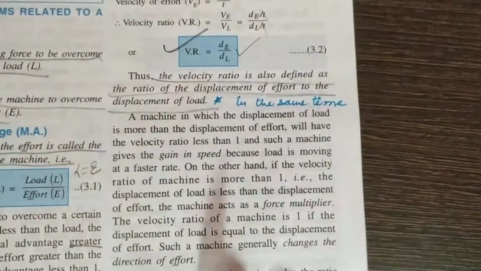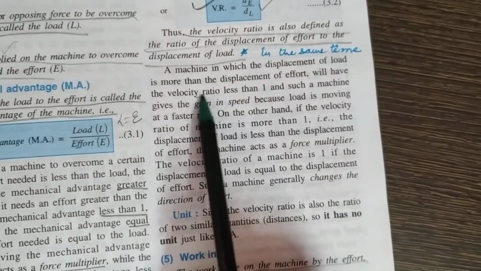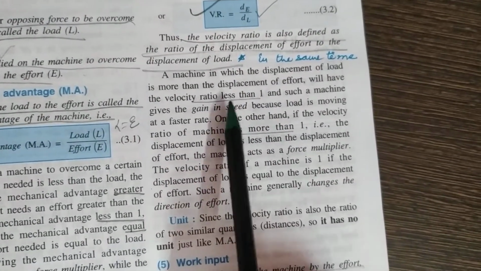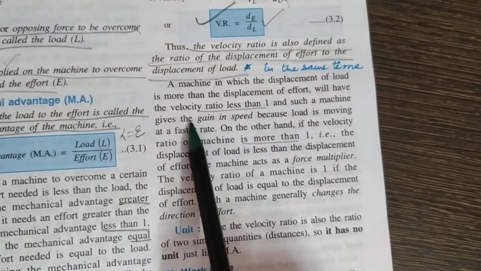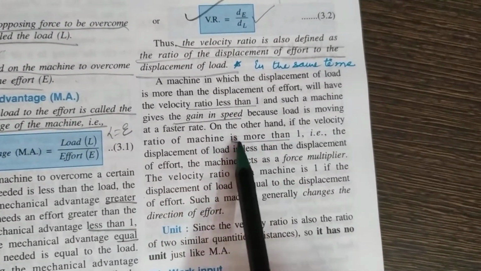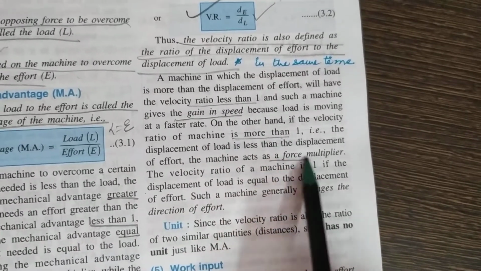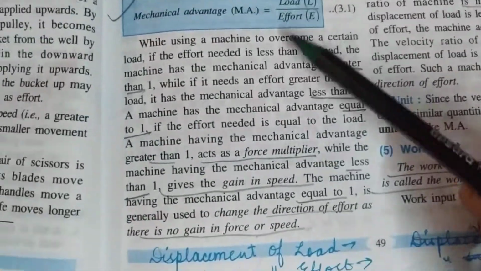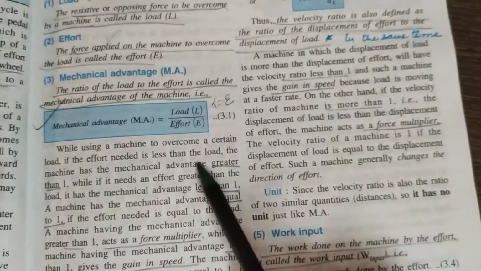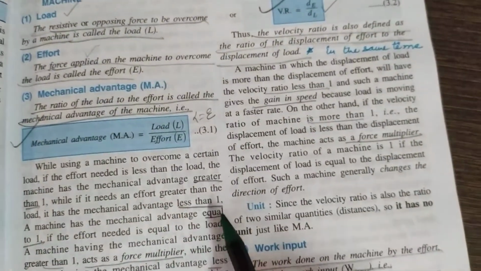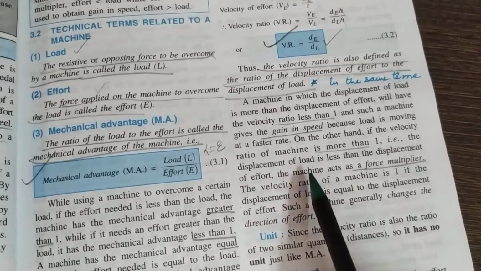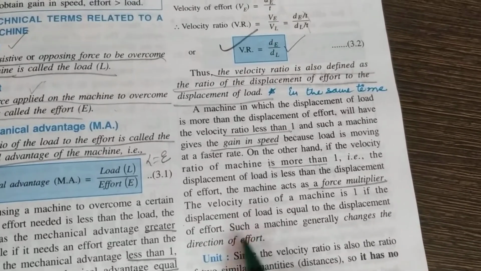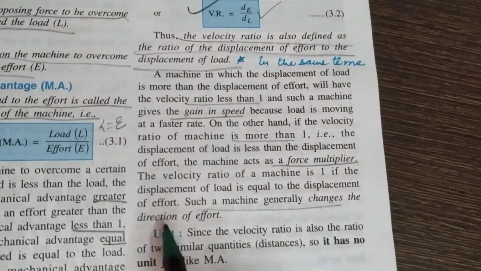Just like mechanical advantage, it can have 3 values. It can be less than 1, it can be more than 1, or it may be equal to 1. Now when it is less than 1, the machine acts as a speed multiplier, and when it is more than 1, the machine acts as a force multiplier. So these are the same things which we have studied in mechanical advantage. Both the quantities, if they are less than 1, then the machine acts as a speed multiplier, and if they are greater than 1, then the machine acts as a force multiplier. And again, when velocity ratio becomes equal to 1, such a machine is used to change the direction of effort.